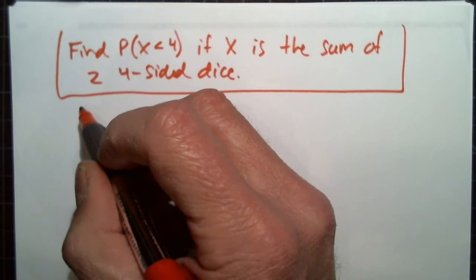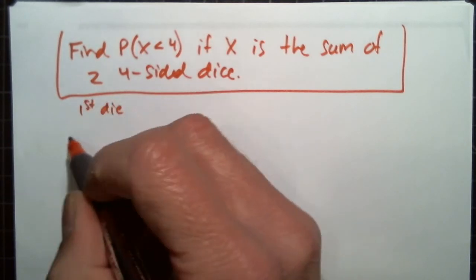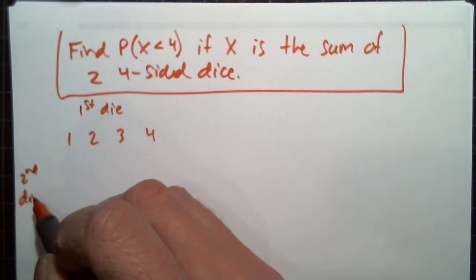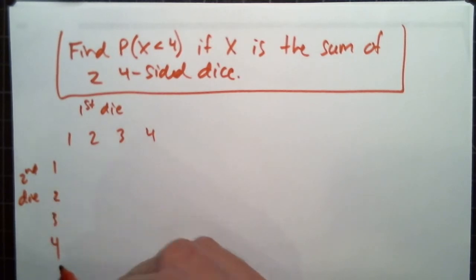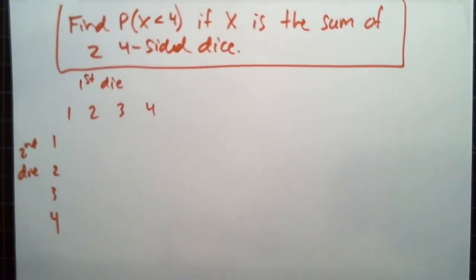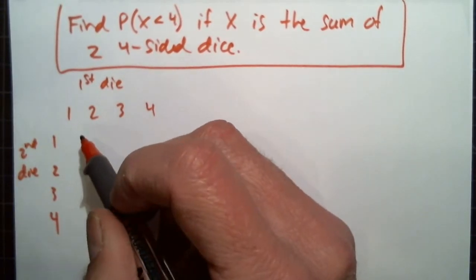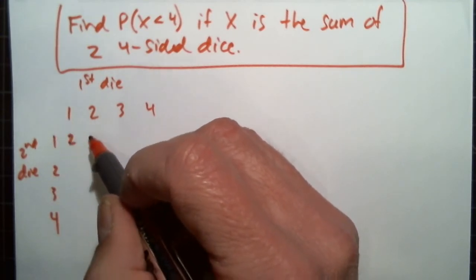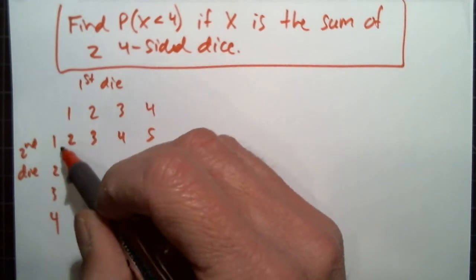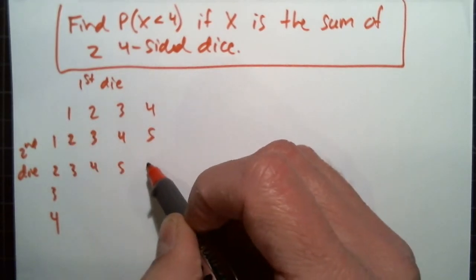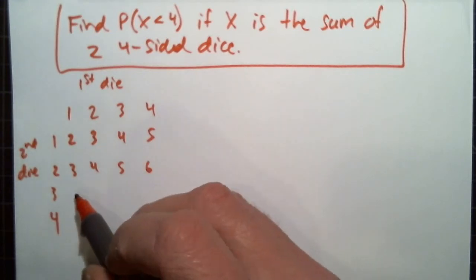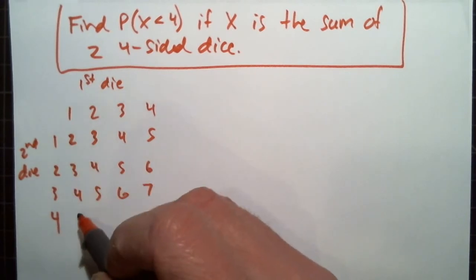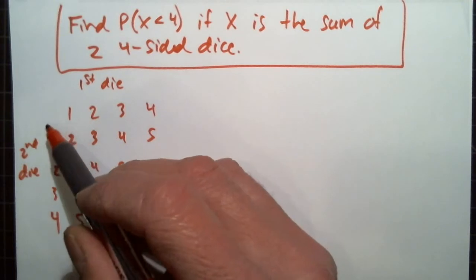So with the first die, we can have 1, 2, 3, or 4. And then the second die, we're going to have 1, 2, 3, or 4. And we're looking for the sum of the two dice. So in a lattice, we can represent the sums in here. 1 plus 1, and we get a 2, 3, 4, 5. 2 plus 1, 3, 4, 5, 6. 6 is 4 plus 2. And we have 1 and 3, 4, 5, 6, 7, 4 and 1, 5, 6, 7, 8.